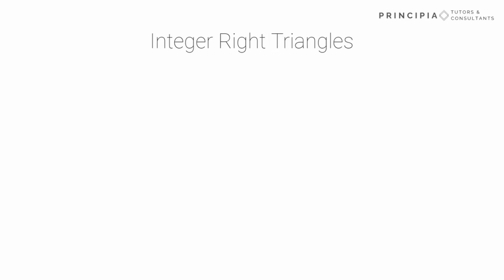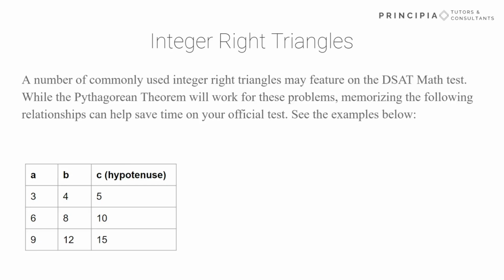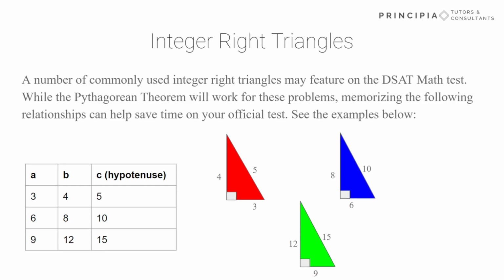Okay, so there are some special integer right triangles that'll be helpful to know. 3 of them would be the 3, 4, 5 right triangle, where 5 would represent the hypotenuse, 3 and 4 would be the other legs. The 6, 8, 10 relationship and the 9, 12, 15 relationship are all good to know. And so this is what they can look like if drawn out.